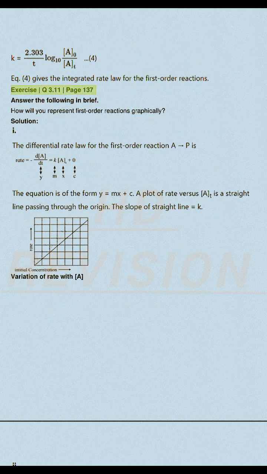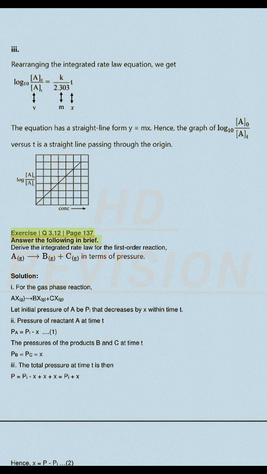Exercise Q3.11, page 137. Answer the following in brief. How will you represent first-order reactions graphically? Solution. Variation of rate with concentration. Exercise Q3.12, page 137. Answer the following in brief. Derive the integrated rate law for the first-order reaction.